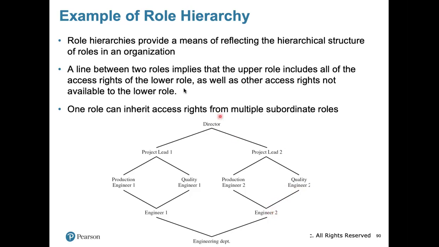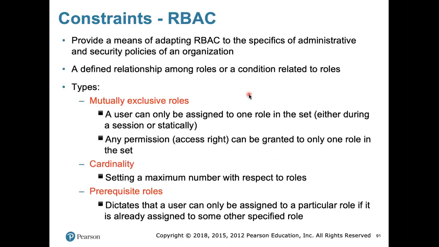So here, a line between two roles implies that the upper role includes all access rights of the lower roles, as well as some other rights that might not be available to the lower role that I just talked about. Okay, how about constraints? How do we define constraints between the roles in order to have a family of role-based access control?